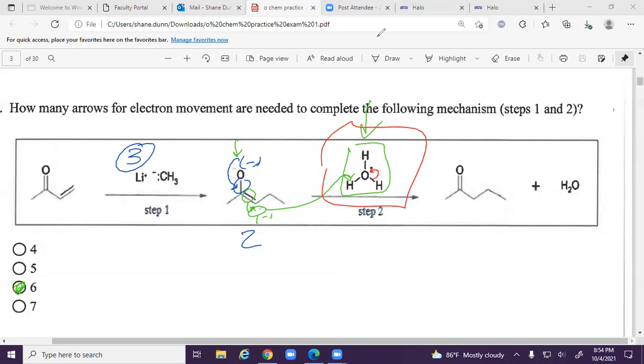But we don't count the red arrow because it's a hydrogen. It's the breaking of a hydrogen bond. We assume that it happens automatically, right? So we don't have to draw an arrow for that. You have to go look it up. So he probably gave a set of rules to you. That assumption is pretty much a rule because he does that throughout this entire key.